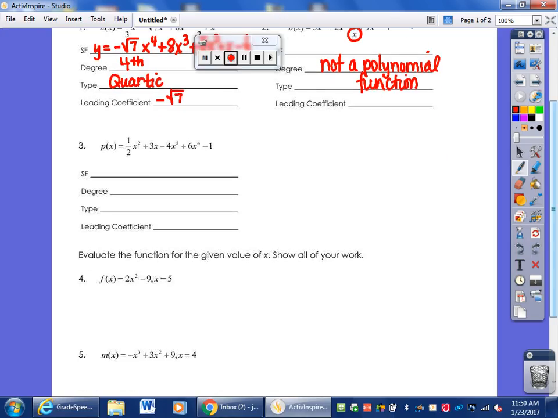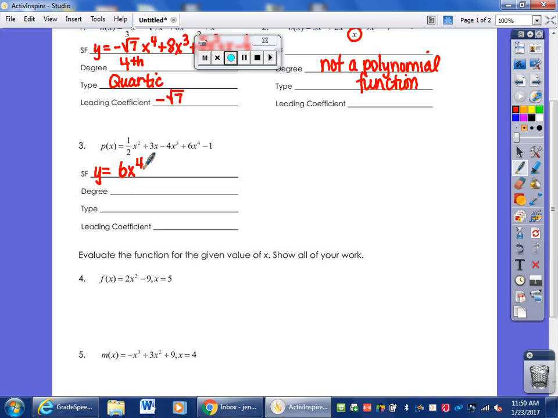And then look at number three. Again, our exponents are all positive numbers, which is great. So if we put this in standard form, we're going to start with the highest exponent, which is x to the fourth.